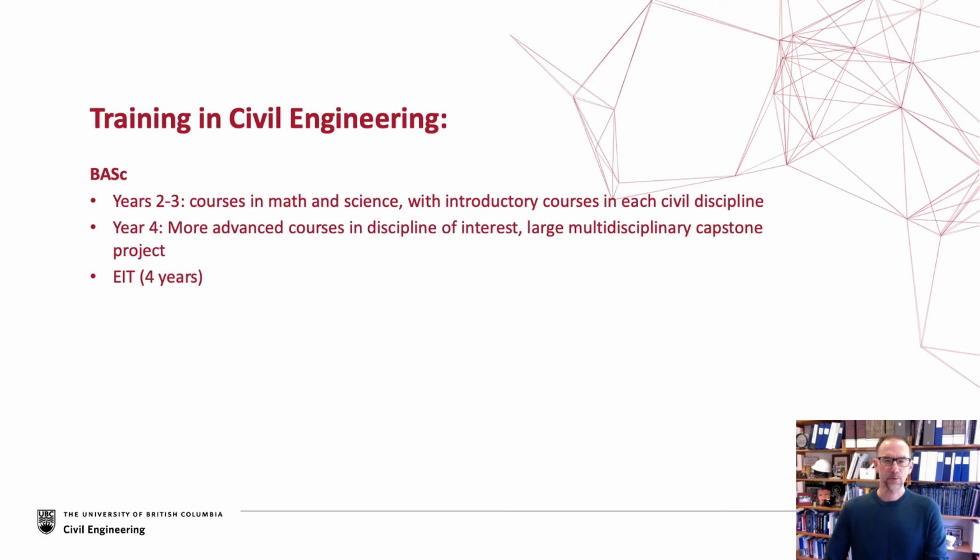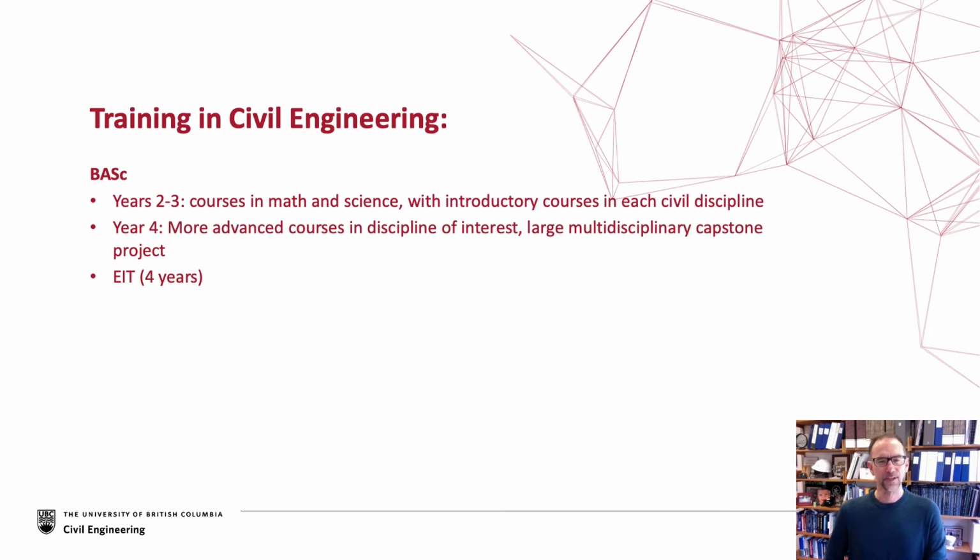So what does the program structure look like in civil engineering? Well, after a common first year of engineering, civil engineers would then spend 2 years furthering their introduction to core civil engineering disciplines, as well as additional math and sciences courses that prepare them for the more advanced and specialized technical electives that you would have in your 4th year.